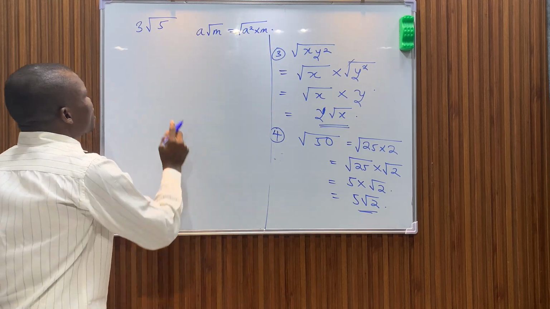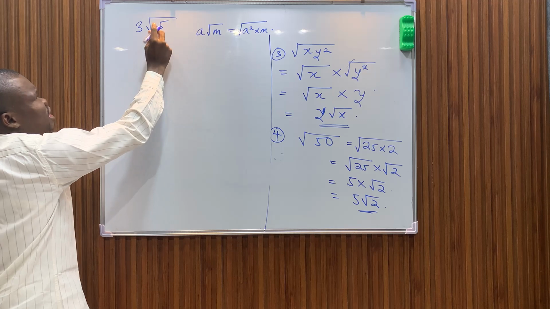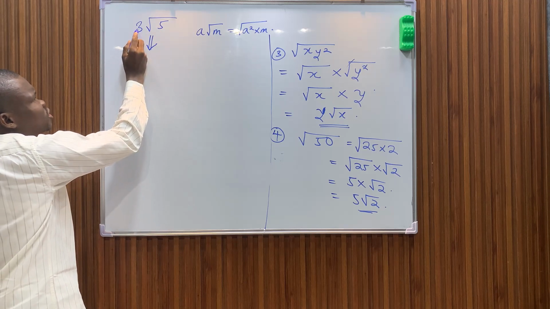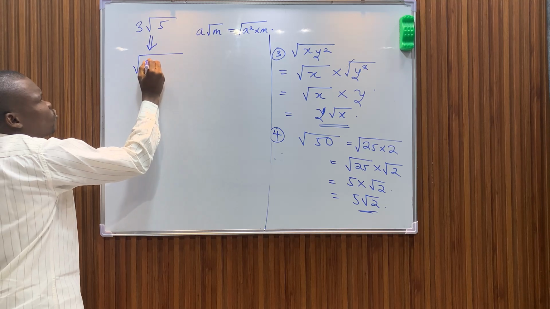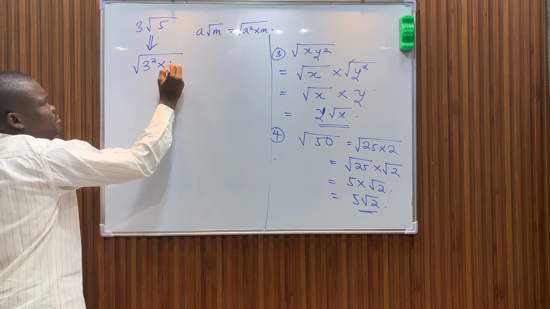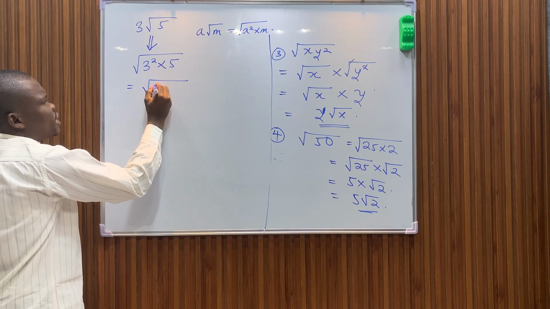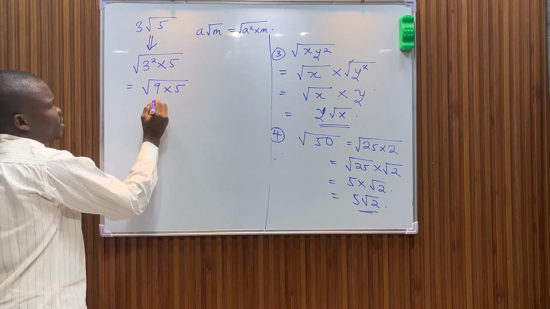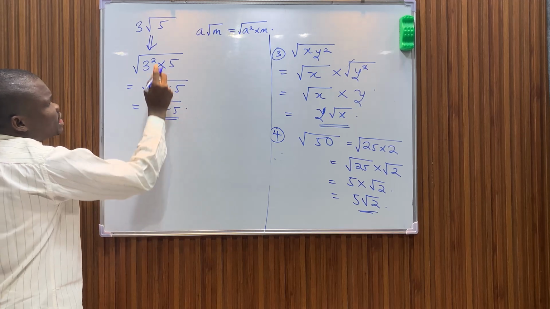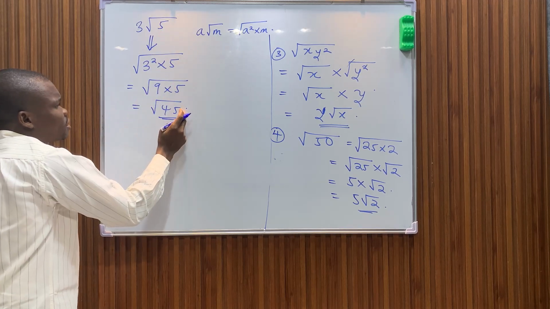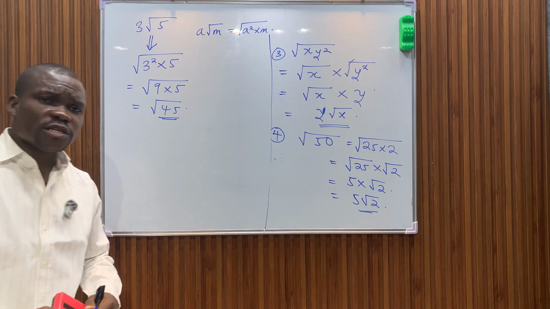So now, if you are given something like this and you are asked to convert it back to its original form, what you are going to do is move this 3 inside here. So you're going to have the square root of 3 squared times 5, right? And that will give us the square root of 3 squared, which is 9, times 5. And 9 times 5 gives us the square root of 45. So that is how to return this back to the square root of a single number. I hope you understand this.